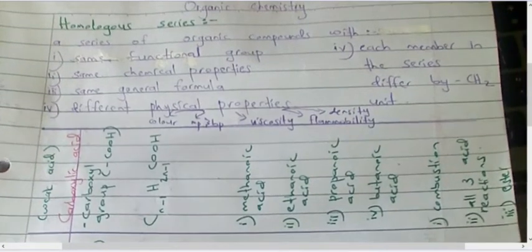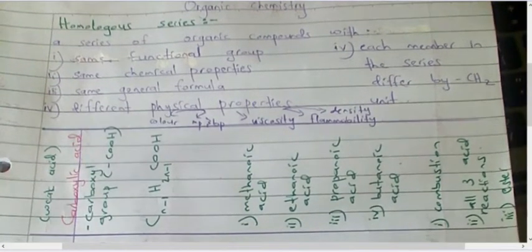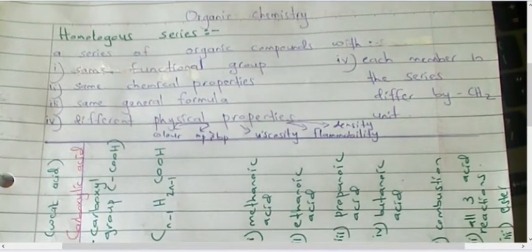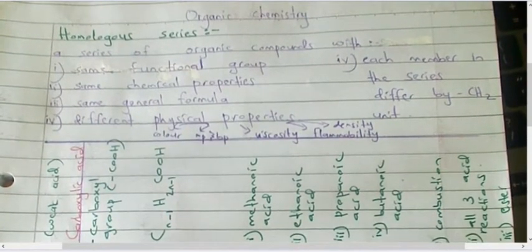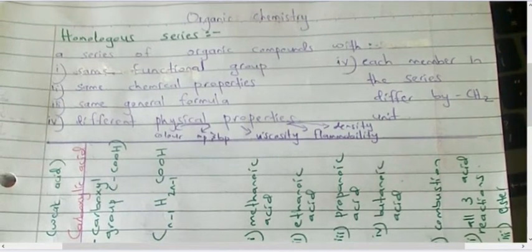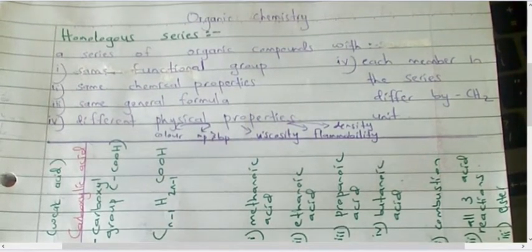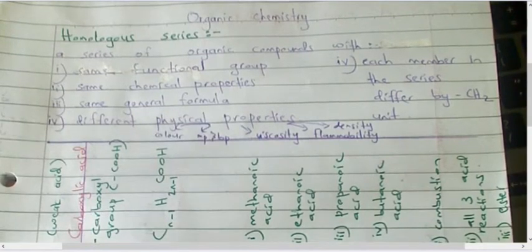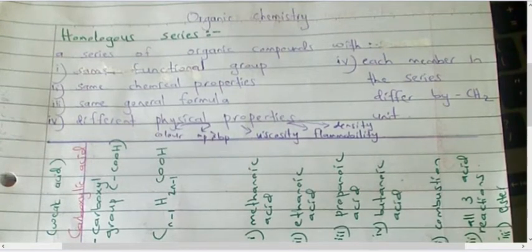So today I'm going to teach you about organic chemistry. Organic chemistry is basically the study of organic compounds, and organic compounds are compounds that have carbon, hydrogen, oxygen, and sometimes other elements. All these organic compounds can be grouped into different homologous series. So it's like a family.